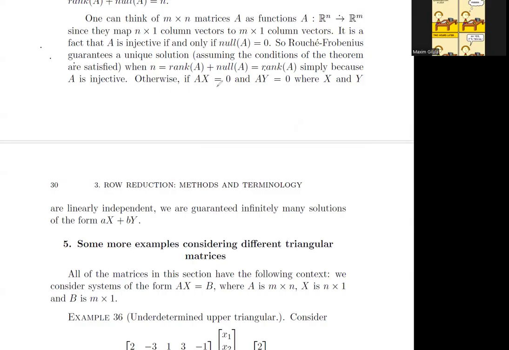So Rouché-Frobenius guarantees a unique solution whenever n is the rank A plus nullity A, which is the same as rank A, because A is injective. Right? If the nullity of A is 0, then n is equal to rank A already. And A is guaranteed to be injective by the rank-nullity theorem, or by this fact about injectivity. Otherwise, if you have AX equals 0 and AY equals 0, then you could take linear combinations of X and Y and get infinitely many solutions.